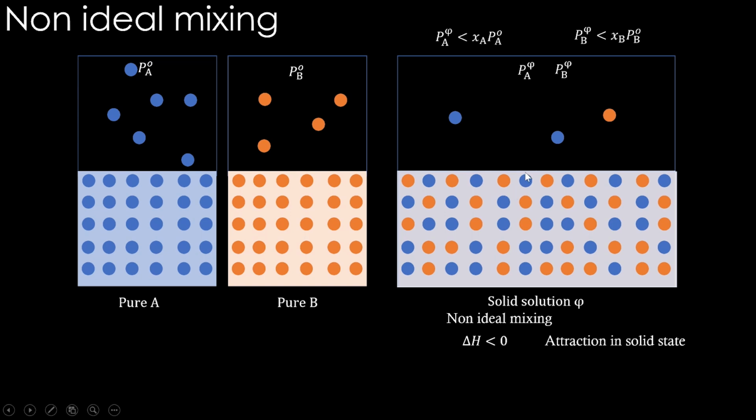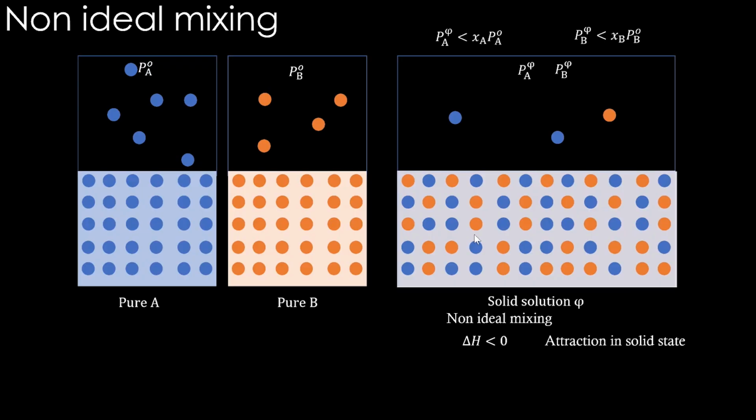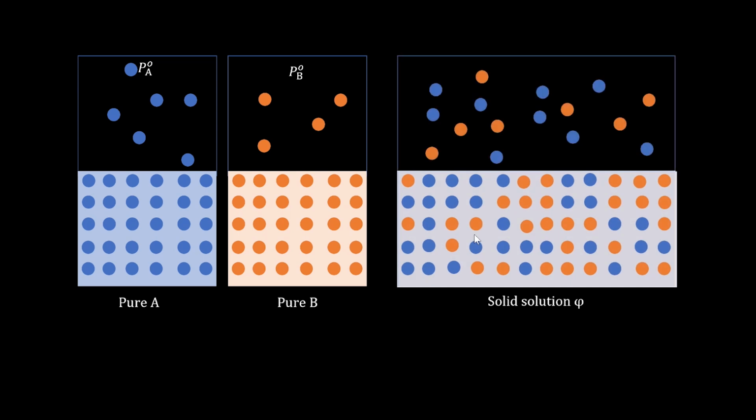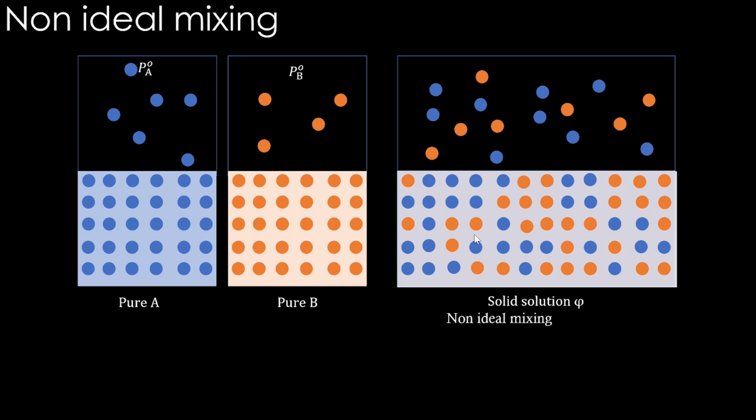This is because in solid state atoms would like to be mixed more, A and B bonds will be more. That's the reason why we see less number of atoms coming to the vapor state. The opposite to that happens in this case where more number of A and B atoms are there compared to their standard state. Why this happens? This is again non-ideal mixing, but this PA phi and PB phi will be more than the mole fraction multiplied by the standard vapor pressure.